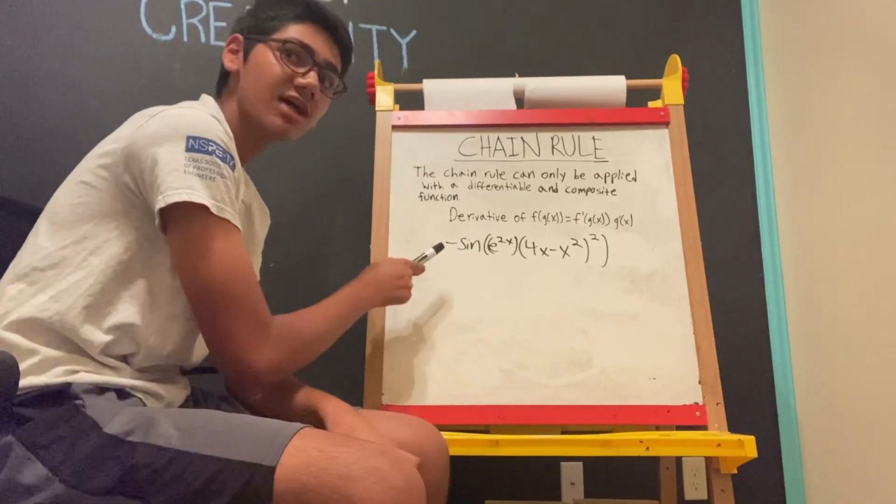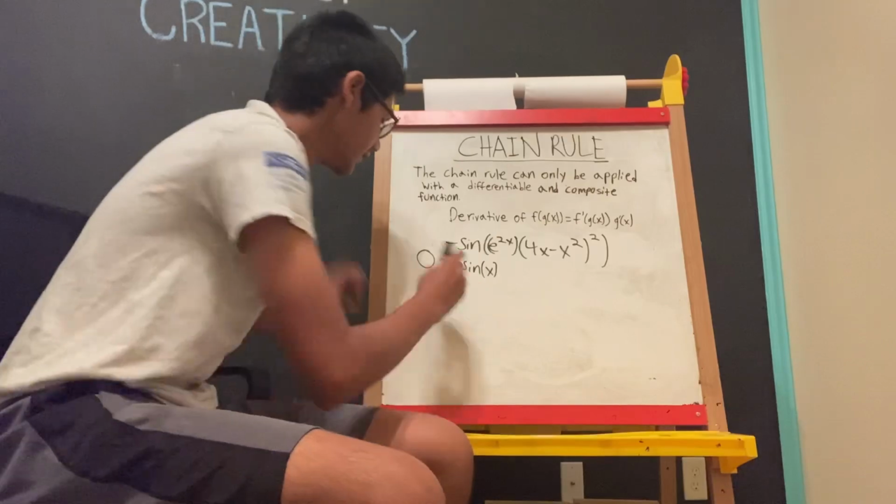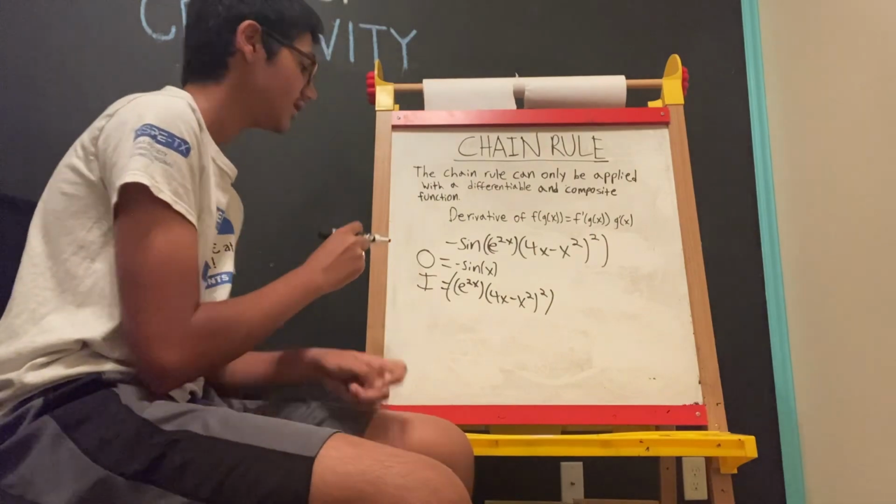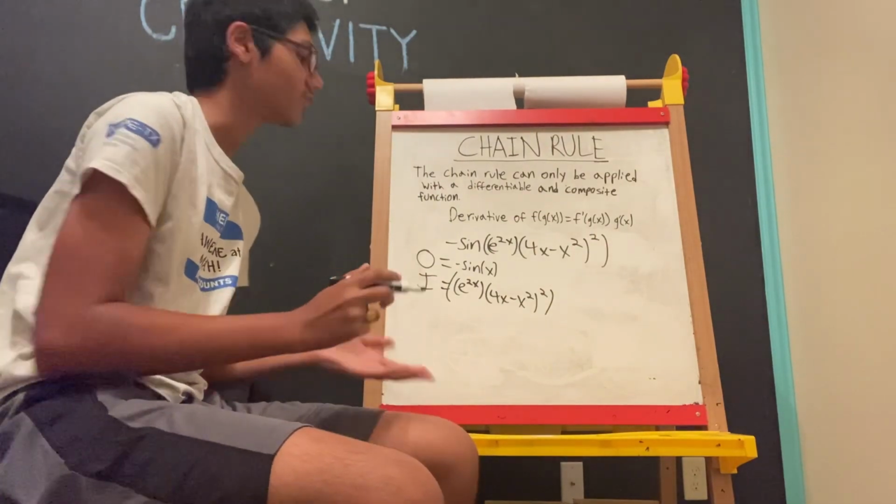Now what do you see as the outside function here? Negative sine x. And the inside function? This one's kind of big. It's e to the power of 2x multiplied by 4x minus x squared squared. Now this question has layers, which is why some people get wrong answers with it. But it's really all just simple math once we go through it.